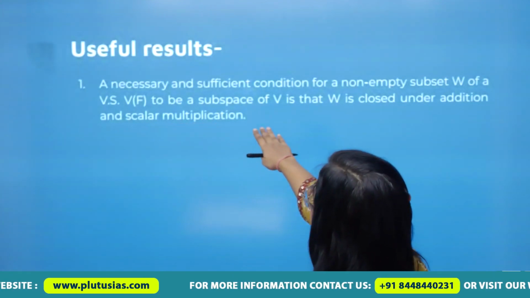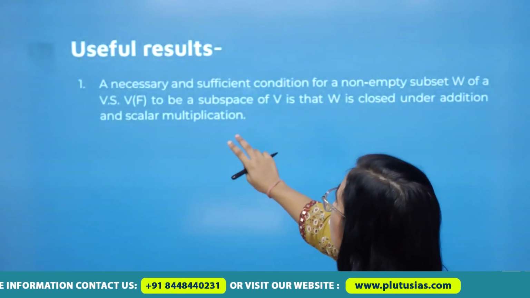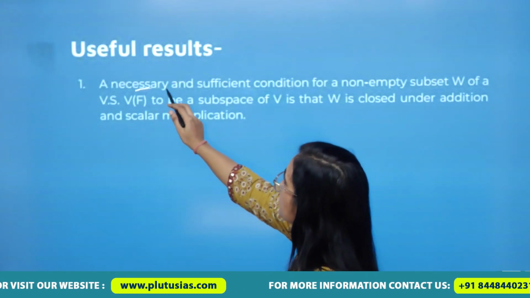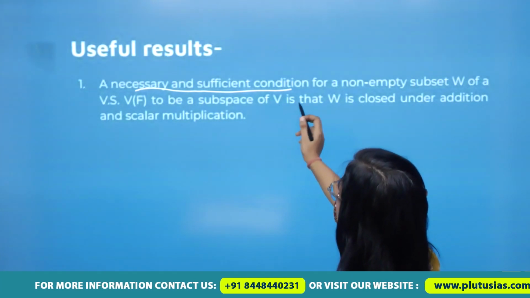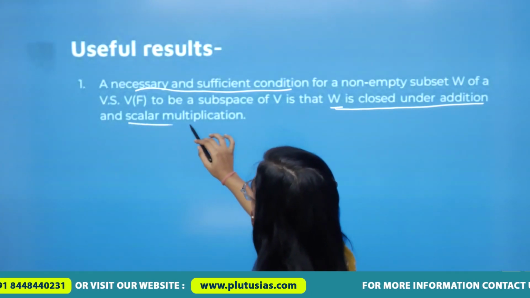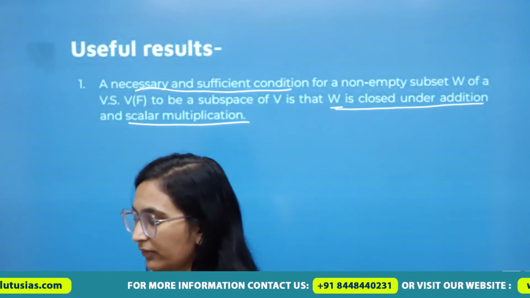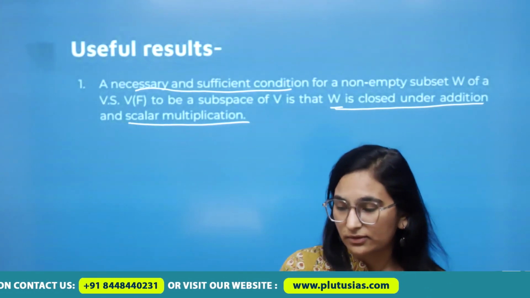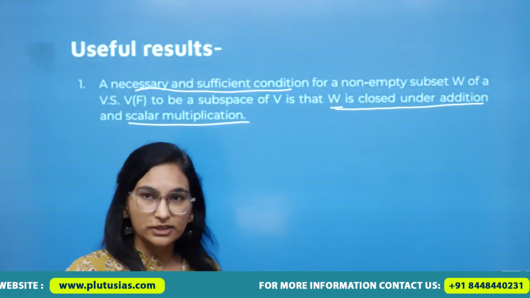So, a necessary and sufficient condition for a non-empty subset W of a vector space V over F to be a subspace of V is that W is closed under addition and scalar multiplication. Necessary and sufficient means it is both sided. First, tell me what this statement means. In a necessary and sufficient condition, we have to take one condition as given and then prove the other condition from the given, right?